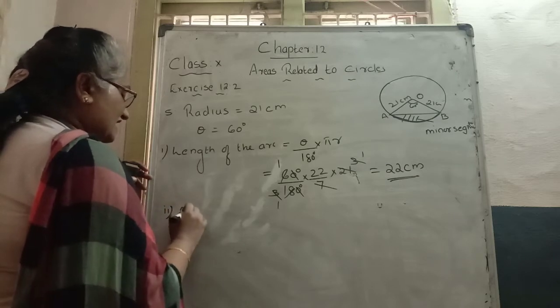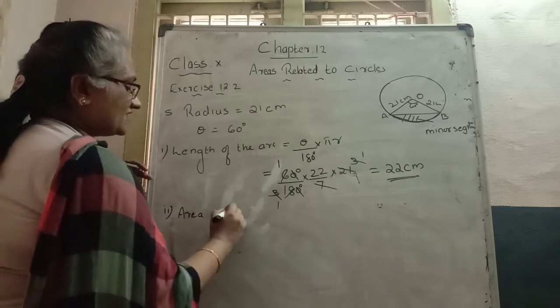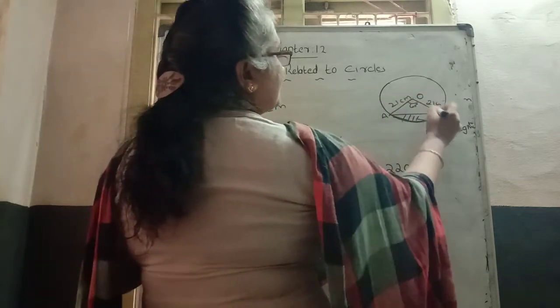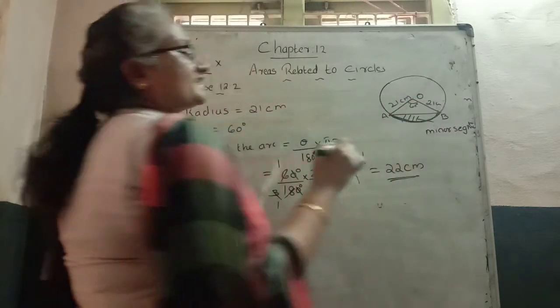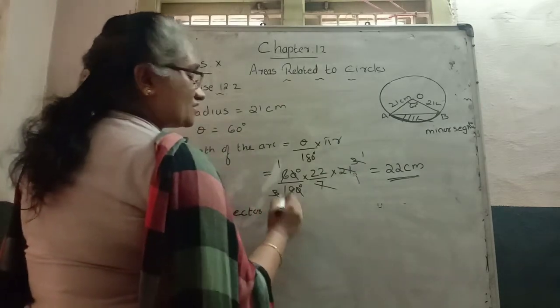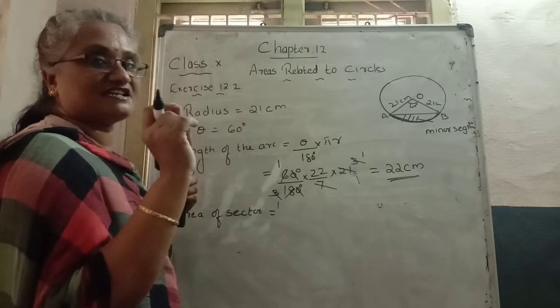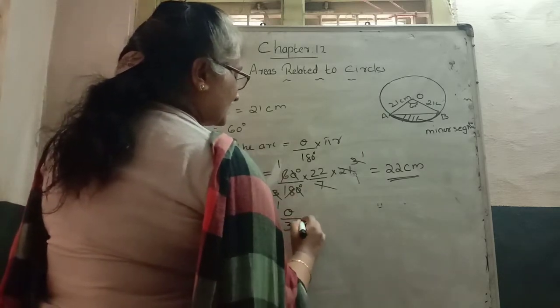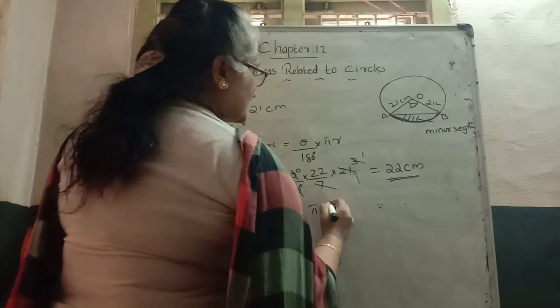Second part, what they ask to find out? Area of a sector. This sector means two radii and the arc joining region, we call it a sector. What is the formula for finding area of sector? Remember, it is a minor sector. So which formula? Theta by 360 degree into pi r square is the formula.